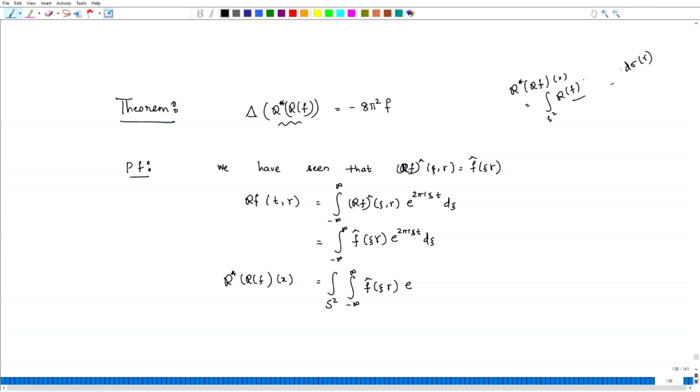the power 2 pi i x dot xi gamma, d xi d sigma gamma. That is what we get by plugging in the definition of this.